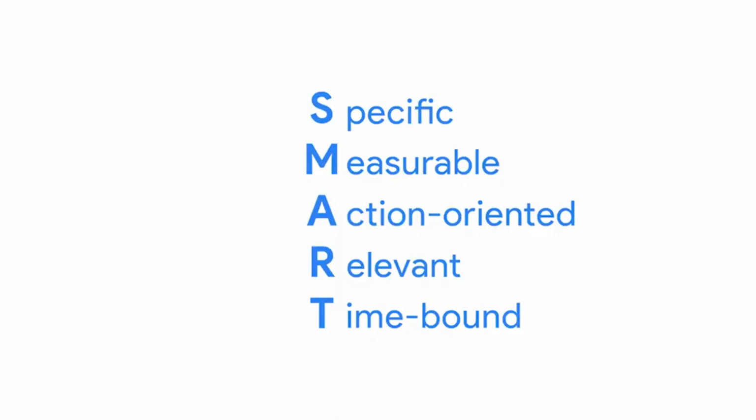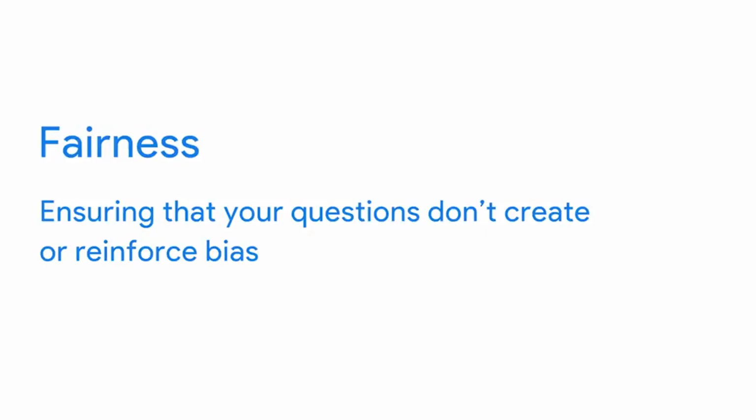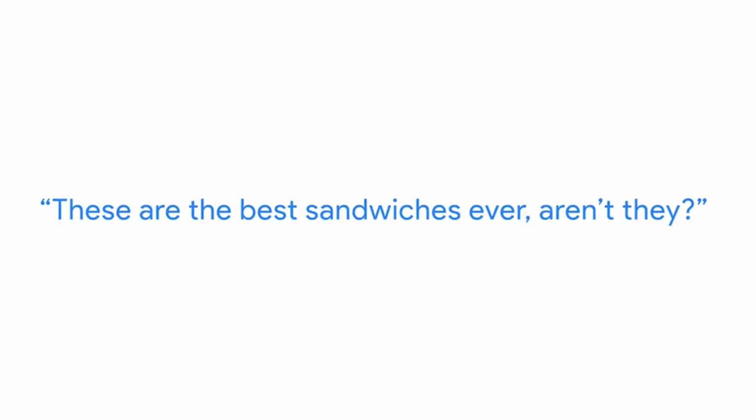Okay, now that you have a general understanding of SMART questions, there's something else that's very important to keep in mind when crafting questions: fairness. We've touched on fairness before, but as a quick reminder, fairness means ensuring that your questions don't create or reinforce bias. To talk about this, let's go back to our sandwich example. There, we had an unfair question because it was phrased to lead you toward a certain answer. This made it difficult to answer honestly if you disagreed about the sandwich quality.